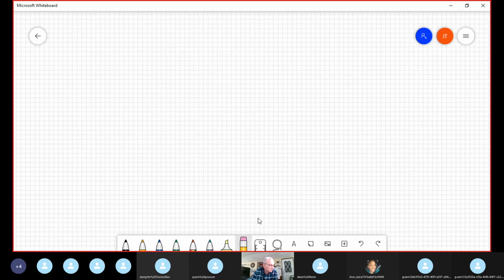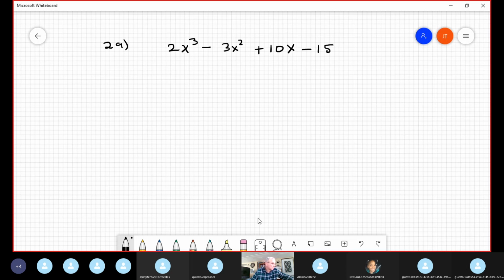Okay. So now let's move on to 29. And you apply the same idea, right? 29 is the same idea. You put a graphic in decimals. You can see in the decimal I sent to you 2x cubed minus 3x squared plus 10x minus 15. Okay, because I can see in decimals.